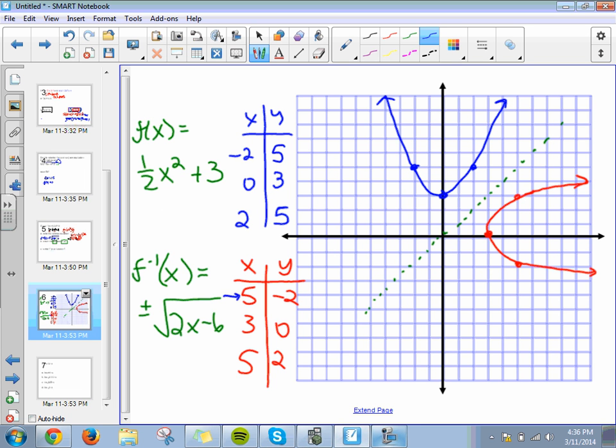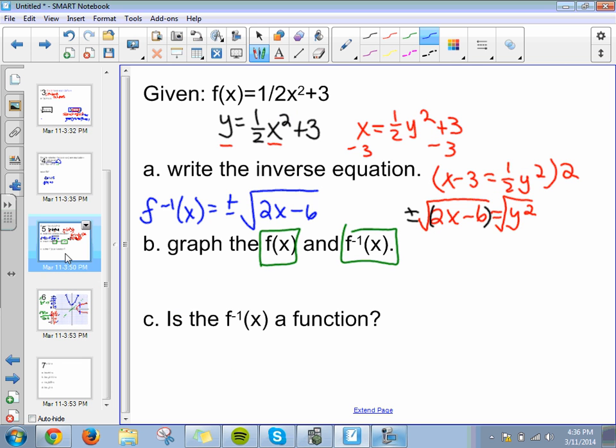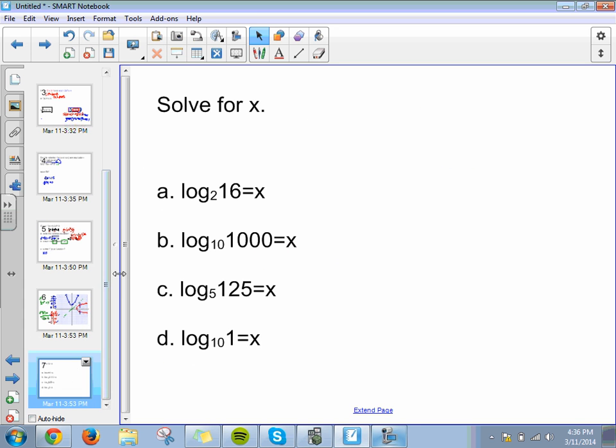So the next part is that they ask us whether or not my inverse is a function. And if you look at the graph, we can clearly see, even in our table, that when we plugged in 5, we got out both a -2 and a +2, which means that there were 2 outputs for 1 input. So that goes against our definition. So no, it violated the definition of a function.